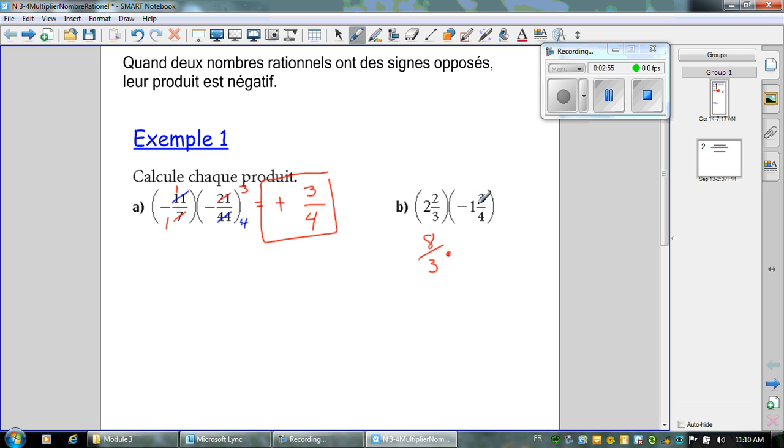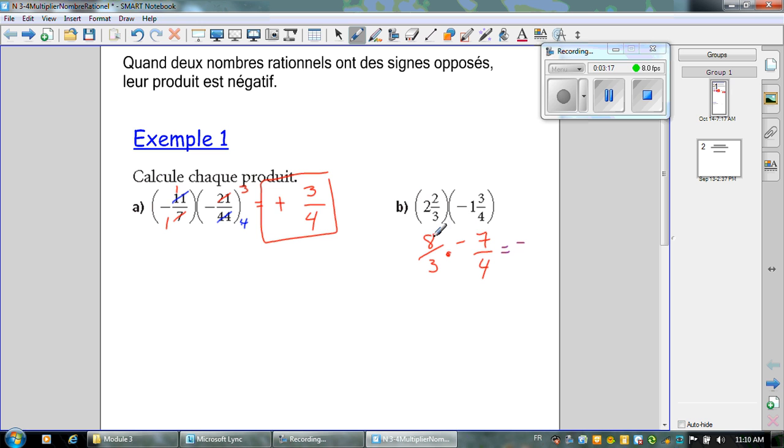How many quarters here? So I have 3, and then I have a whole. To make a whole takes 4 quarters, so that's 7 quarters. And always put your negative on the numerator. Okay? So I have a positive number multiplied by a negative number. Okay? I know my answer is going to be negative.